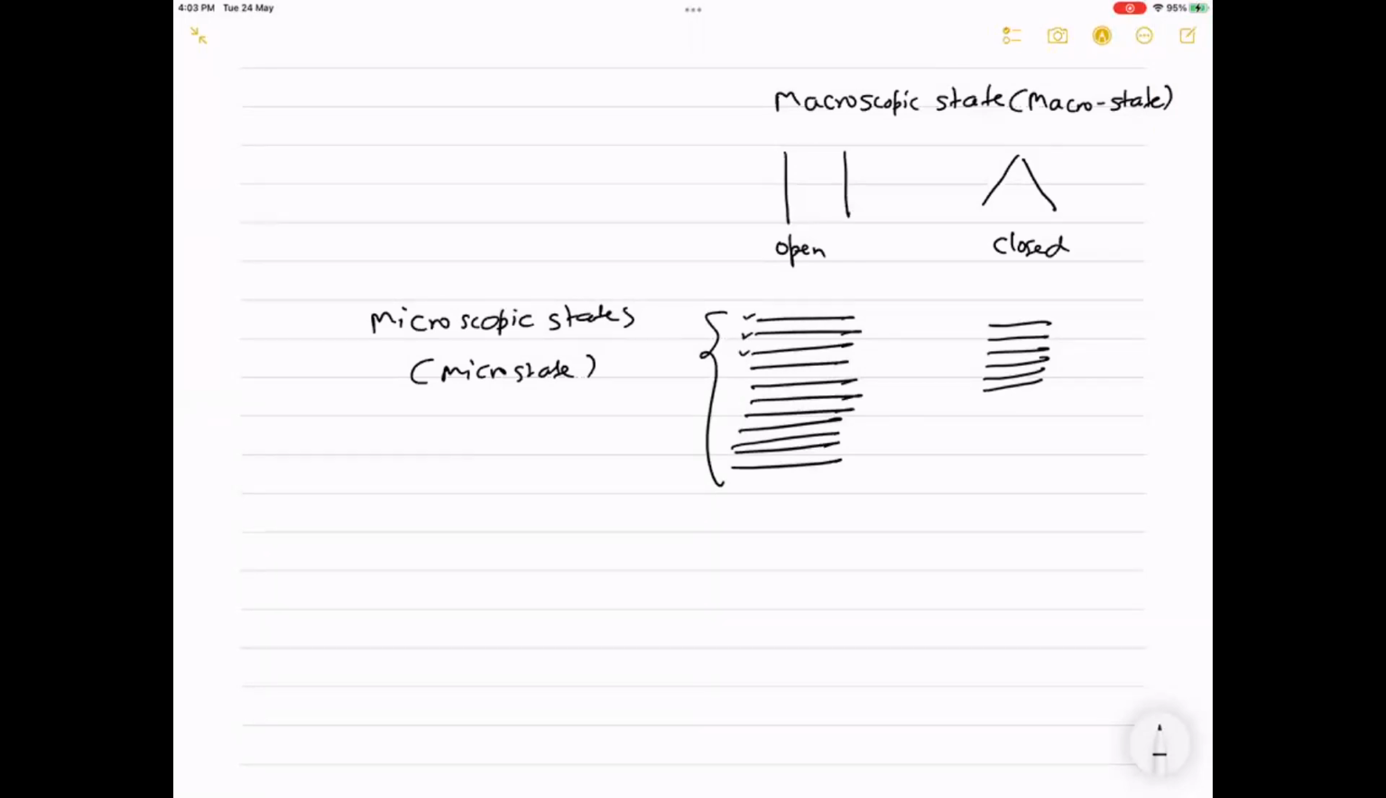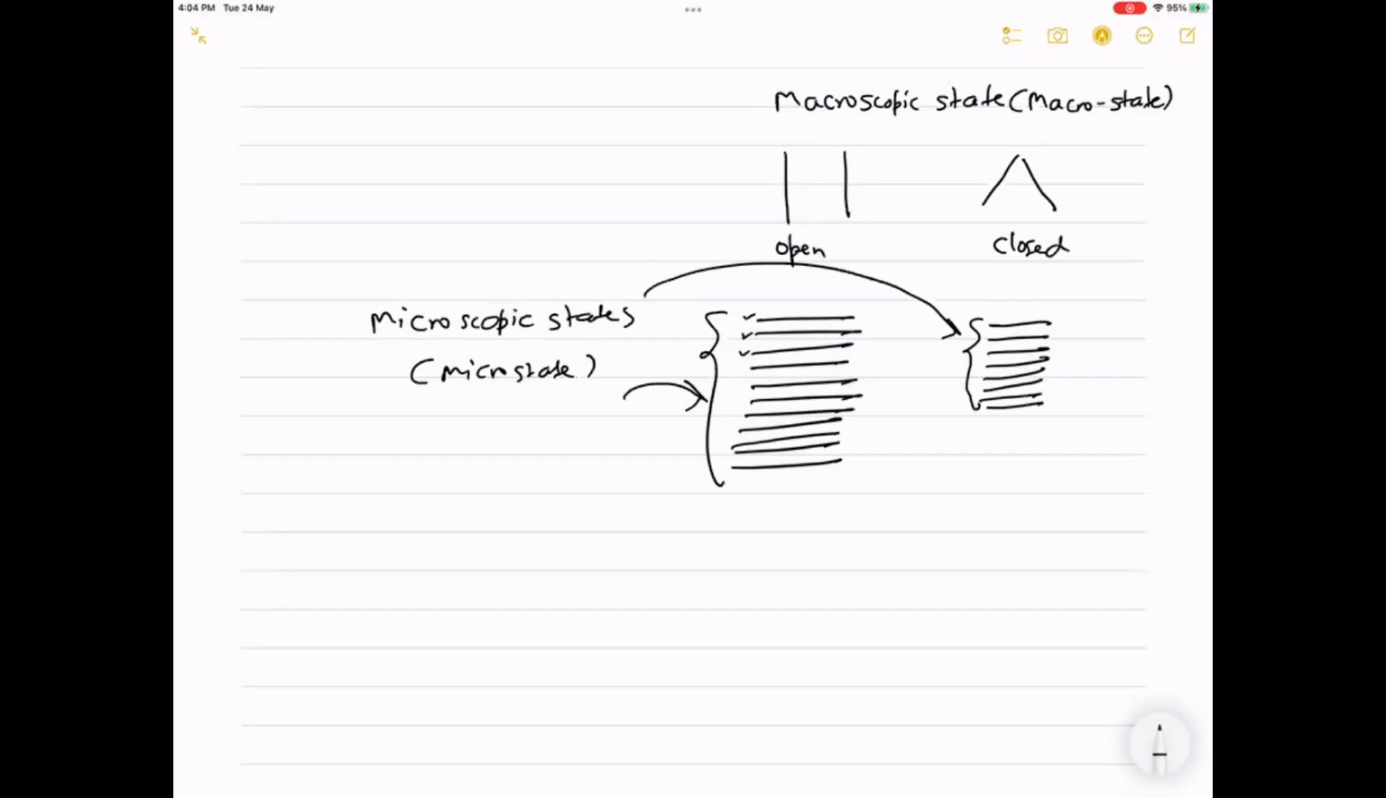Similarly, if you look at the closed one, again it can consist of many possible atomic configurations, and the energy of the protein for different configurations of atoms will be slightly different, and these will again be called the microscopic states corresponding to the closed one. So this is the meaning of the macroscopic state and microscopic state. One given macroscopic state can have many possible microscopic states, which can differ in energy from one another.